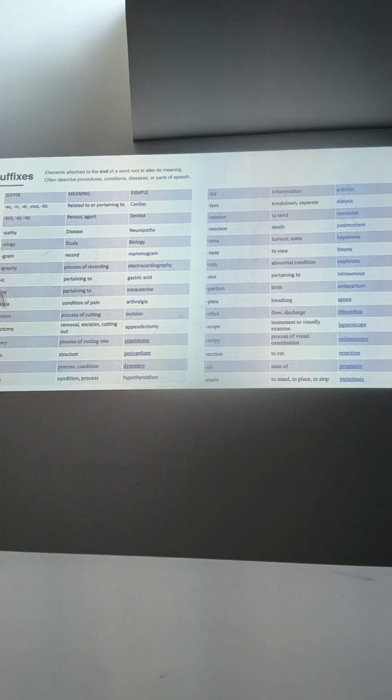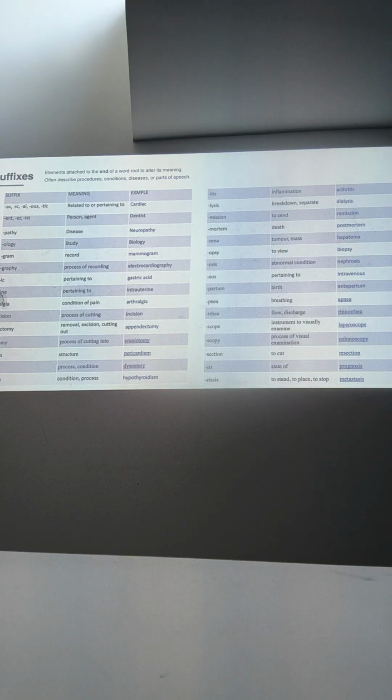Then -scope is an instrument to visually examine, so laparoscope, arthroscope, yeah. Then -scopy is the process of visual examination, so colonoscopy. Pretty much the same as -scope as well. But that's the process, not the instrument. Then -section is to cut, so resection. Then -sis is a state of, so prognosis, what's your state right now.